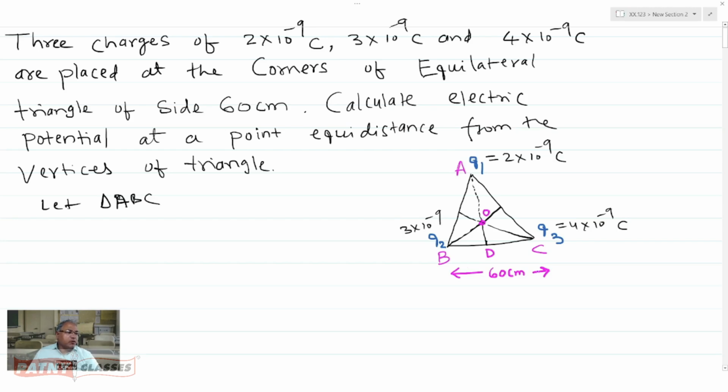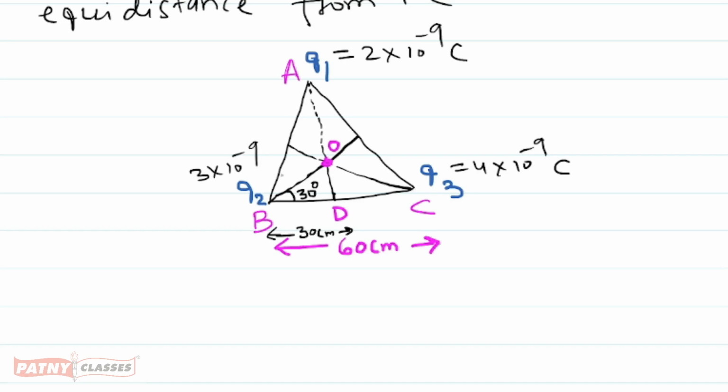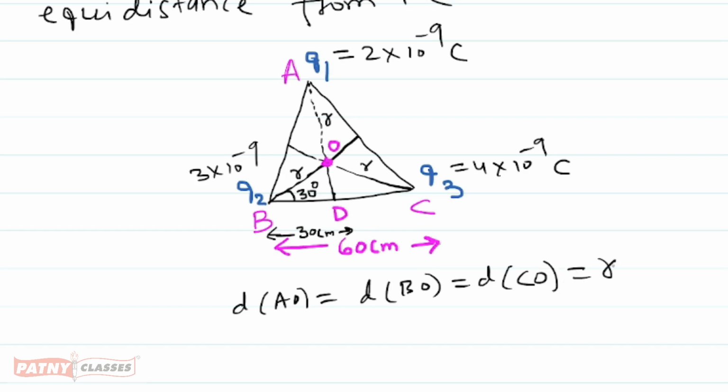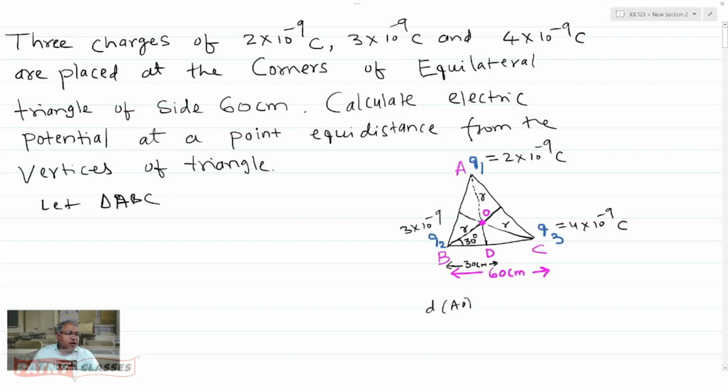And the side of the triangle is 60 centimeter. So call it the length BD will be equal to 30 centimeters. And it is an equilateral triangle. Therefore this angle is equal to 30 degrees. And point O is equidistant from vertex A, vertex B and vertex C. Let us call this distance R. That means distance AO equals distance BO equals distance CO equals R. We need to find electric potential at the point O.